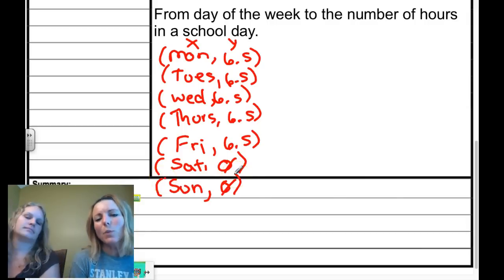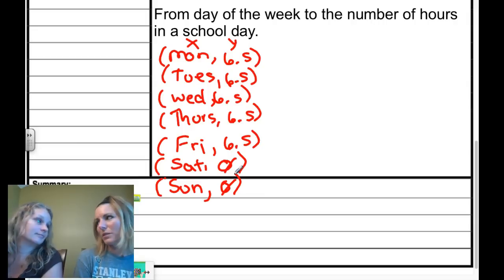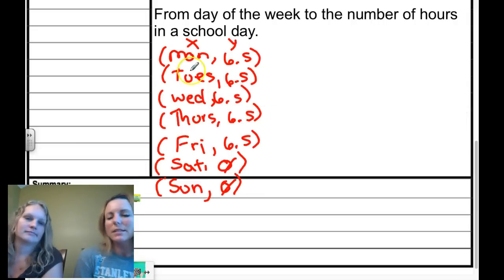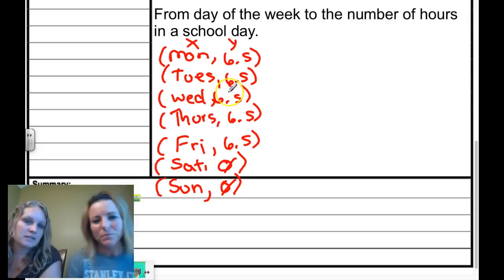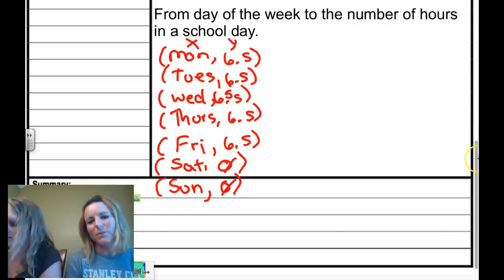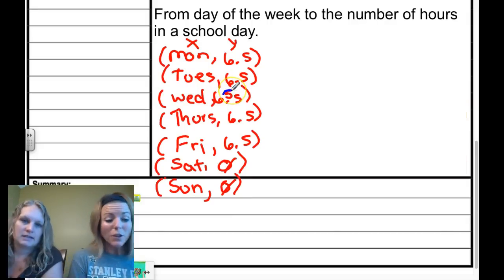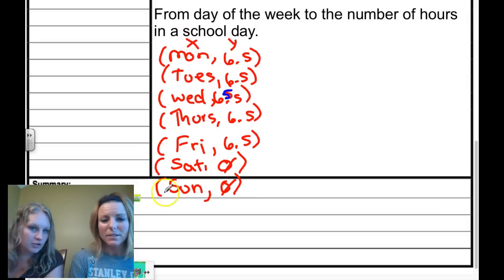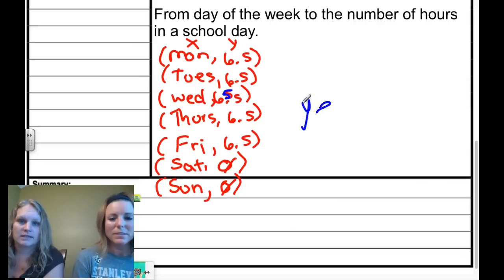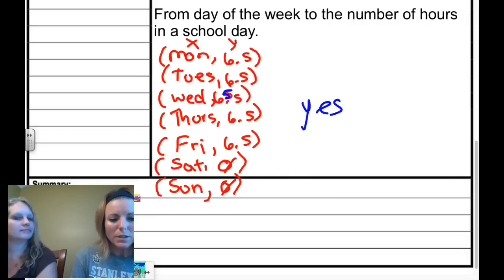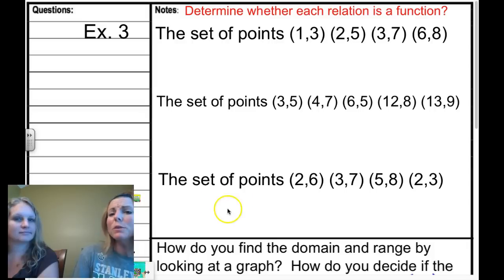And technically, some of you may argue with us about Wednesday because it's late start. It's not technically 6.5, but even if it wasn't, we could say 5 and it would still work. So is it a function? Again, we look at the first ones, only the X's. If they ever repeat, it's not a function. They never repeat. The answer is yes, this is a function. Let's go on to the next page. These will be really quick.